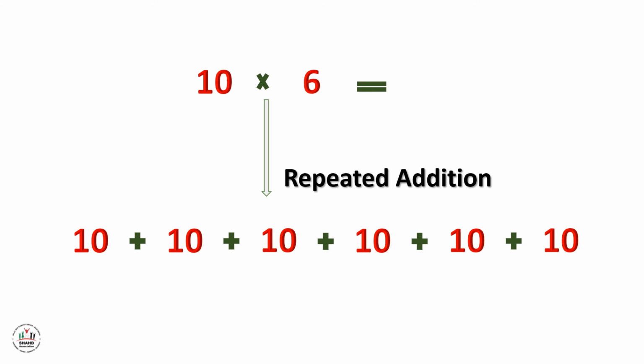Okay, 10 plus 10, 20. Excellent. 20 plus 10. Excellent, 30. 30 plus 10, 40. 40 plus 10, 50. And 50 plus 10 is equal to 60. Excellent. So 10 times 6 is equal to 60.